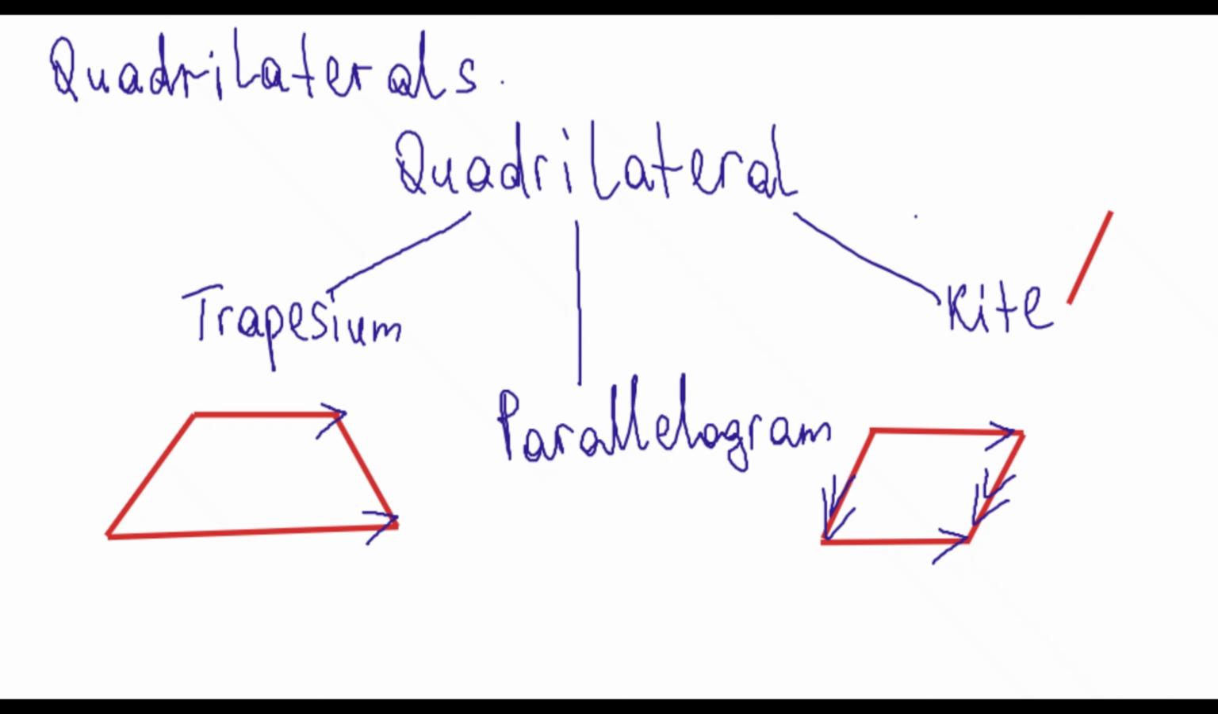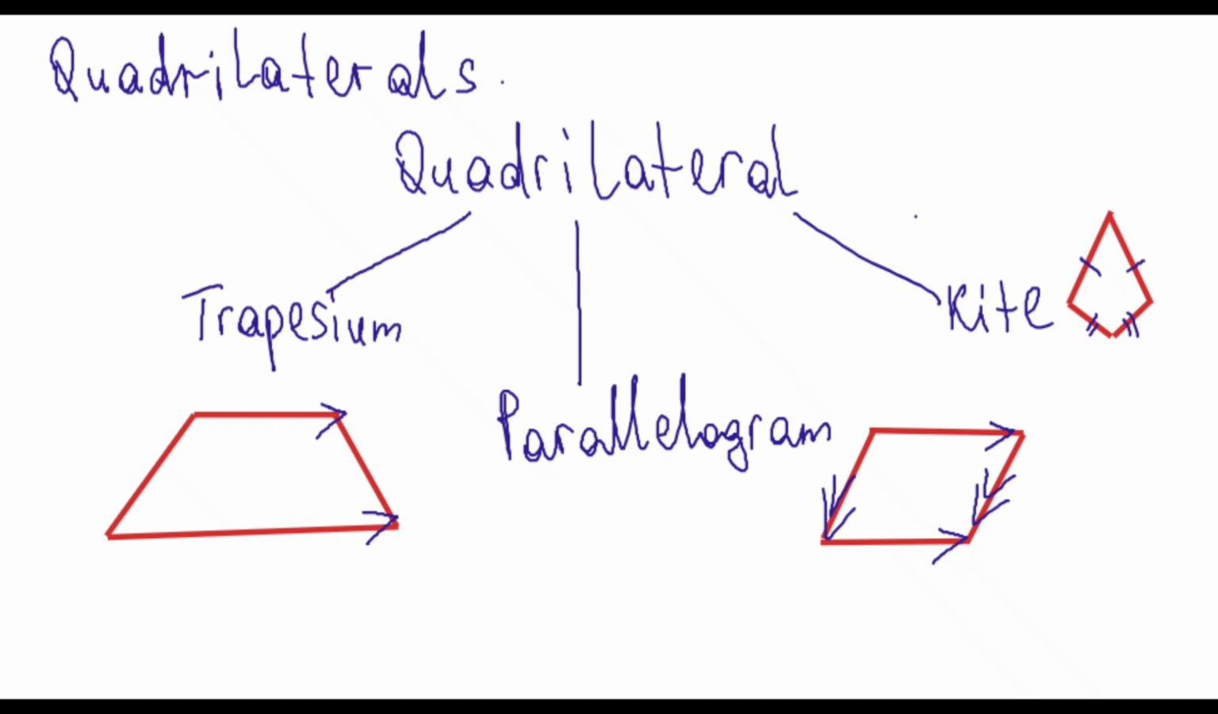What is kite? Generally in school mathematics, we say that the kite is a quadrilateral with 2 pair of equal sides, but here the adjacent sides are same.